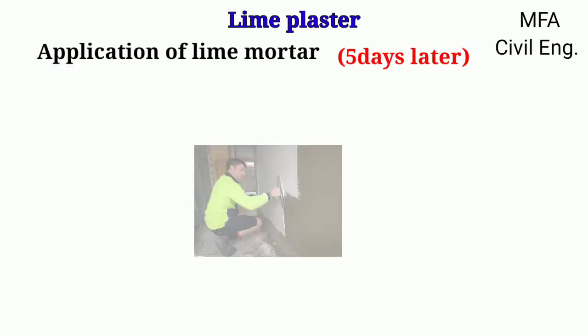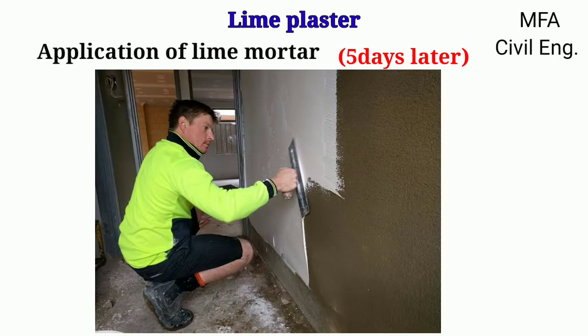5 days later, the third coat, called the finishing coat, is applied over the second coat. The thickness of the third coat should not be more than 3 mm. The third coat is finished by applying the cream of white or fat lime, called the nerve, with the help of a metal float.